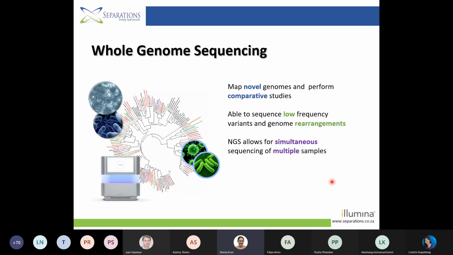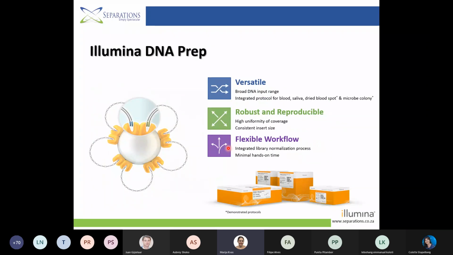And because NGS allows us to do simultaneous sequencing of multiple species, we can obviously do multiple samples at the same time, right? And again, like I said, share the cost of sequencing kits and reagents amongst many different projects.